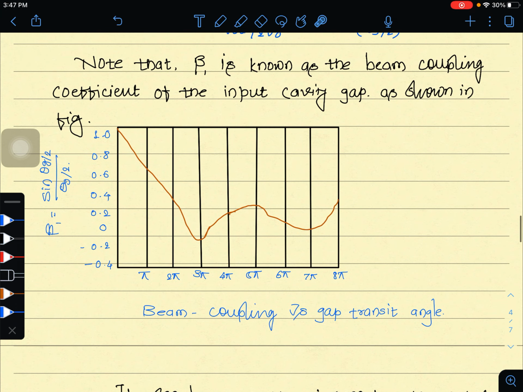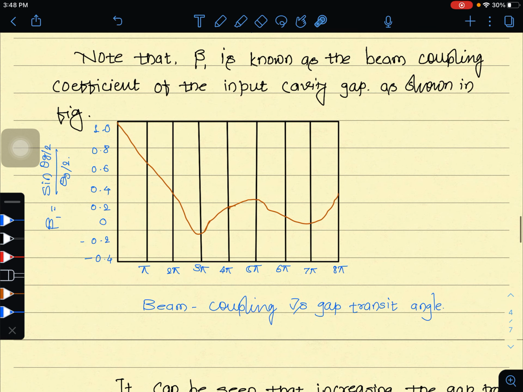So what about theta g? Increasing theta g decreases the coupling between the electron beam and the buncher cavity. That is, the velocity modulation of the beam for a given microwave signal is decreased. Please listen carefully to this sentence again.